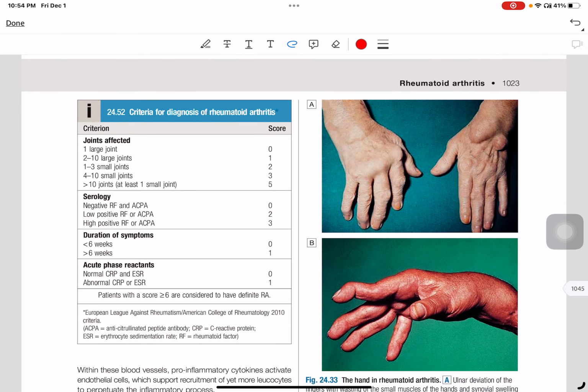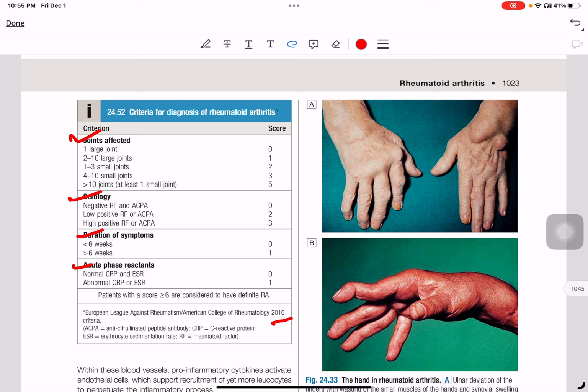So as per the European League Against Rheumatism or American College of Rheumatology 2010, there is a diagnostic criteria for diagnosis of rheumatoid arthritis, where you can see number of joints involved, serology, duration, and acute phase reactant. 1 large joint scores 0, 2 to 10 large joints 1, 1 to 3 small joints 2, 4 to 10 small joints 3, and more than 10 joints including at least one small joint 5 points.